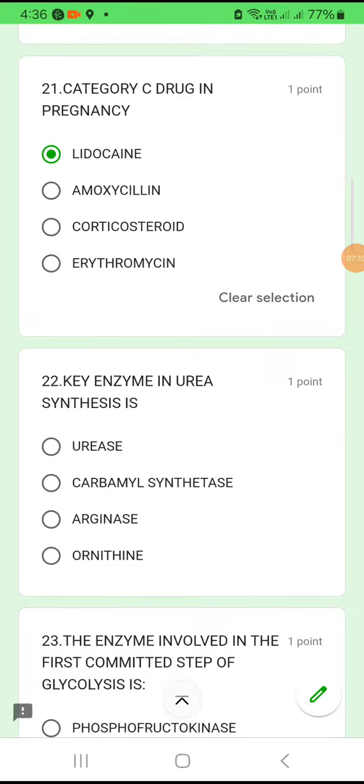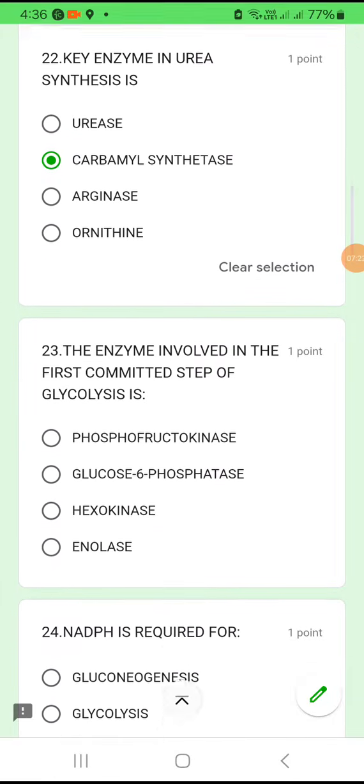Okay. Question number 22. Key enzyme in urea synthesis. Okay, urease, carbamyl synthetase, arginase or ornithine. The key enzyme in urea synthesis is carbamyl synthetase. Option B is the answer.